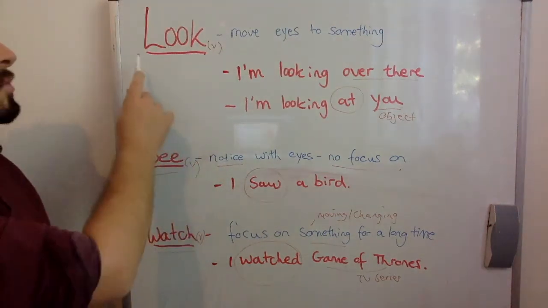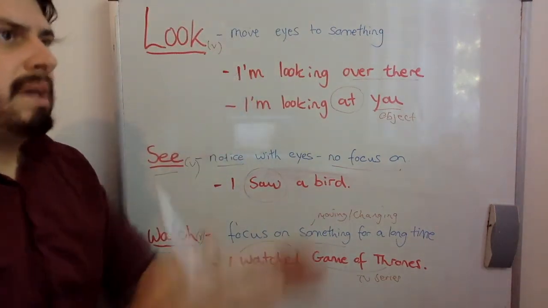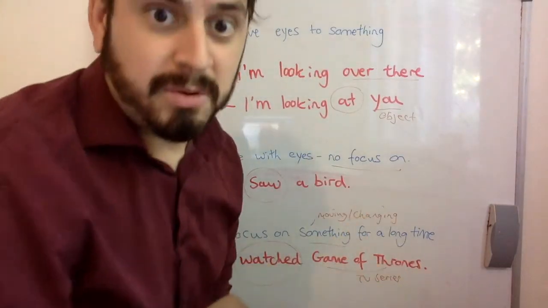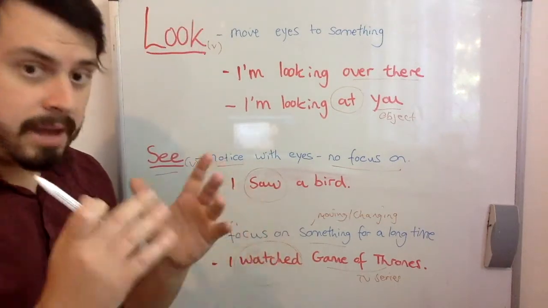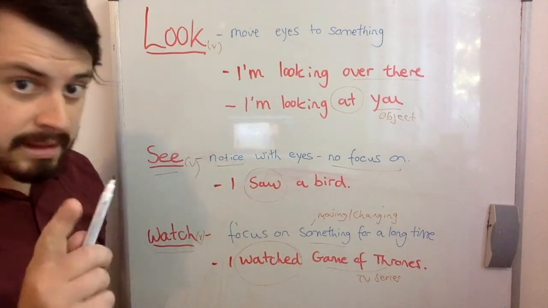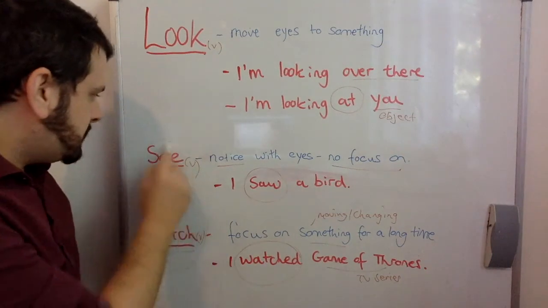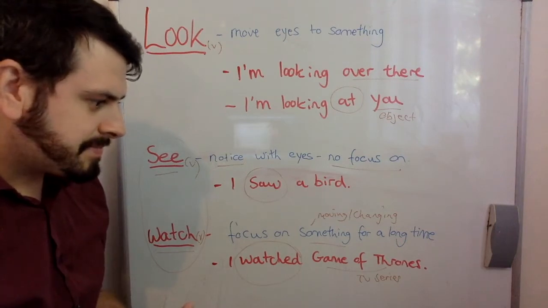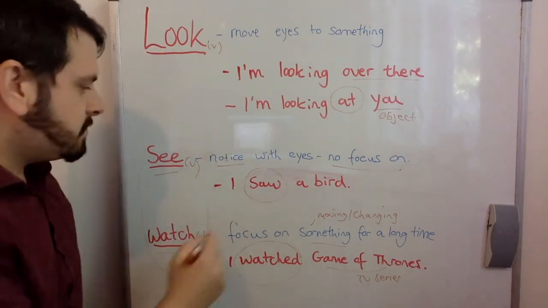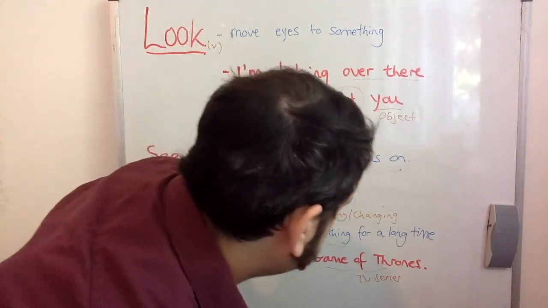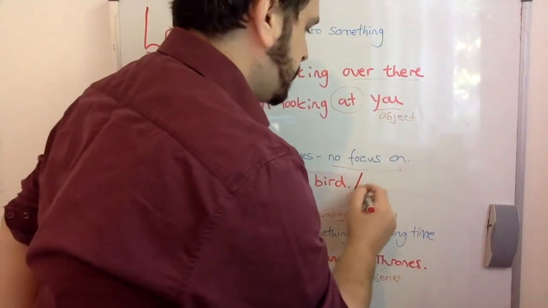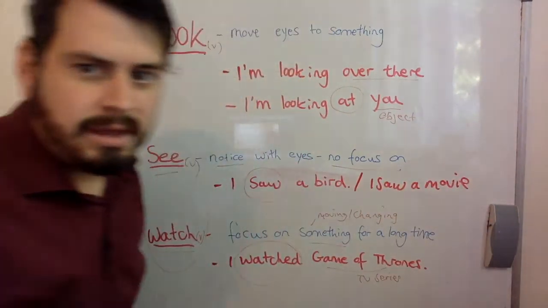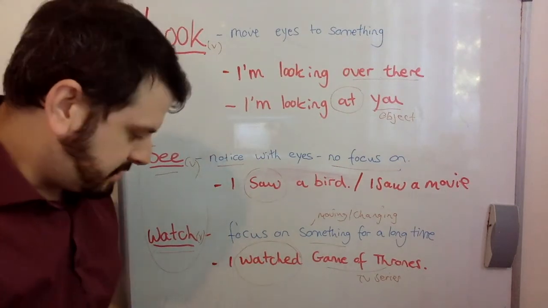Because if you are looking at something, then maybe that thing is stationary. I'm looking at a tree. It's not moving. But I'm watching a television show, I'm watching a video. But sometimes these two words you may see used interchangeably. Sometimes, for example, you can see the example, I saw a movie, right? You can also see this kind of sentence.